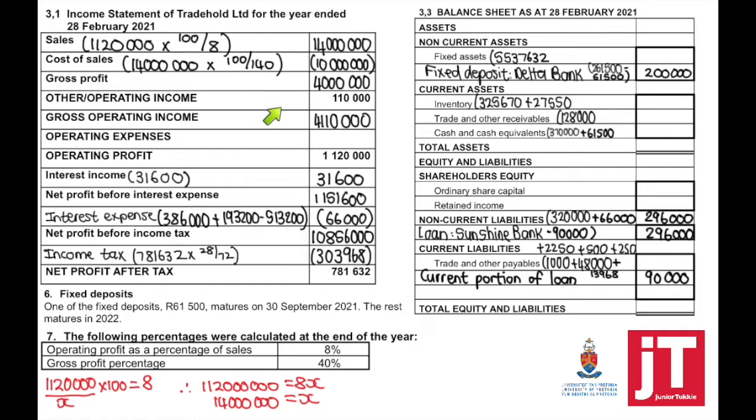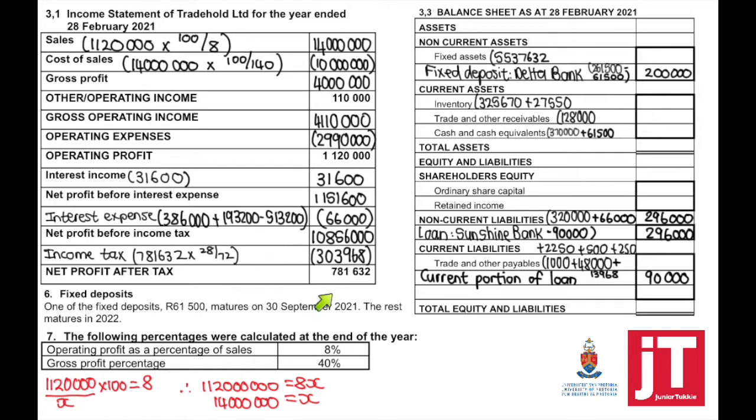Plus other operating income, which was given to you, equals gross operating income. Now we can find the missing figure, operating expenses, by taking the gross operating income minus the operating profit. I'm going to remind you, look at my approach. It's about taking the information where it's supposed to go, fill in the missing figures, or find the missing figures. From the income statement, we are now complete.